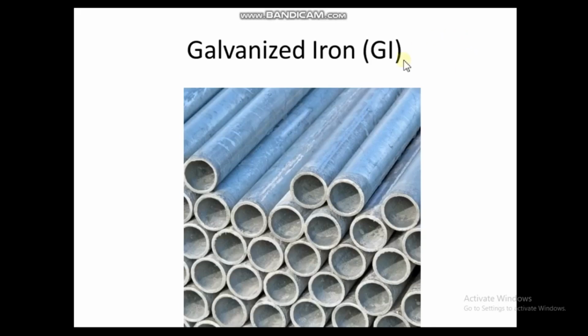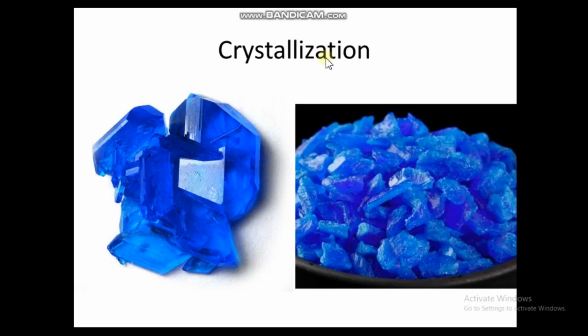Then another process is crystallization. So what is crystallization? Crystallization means the process by which crystals are formed from solutions or gas, mostly from solutions or liquid. If crystals are formed, then this process is known as crystallization. So what are crystals? Crystals are like these objects. So these are known as crystals. So how is crystallization done?